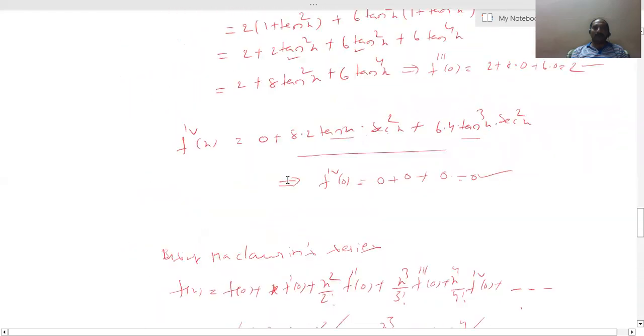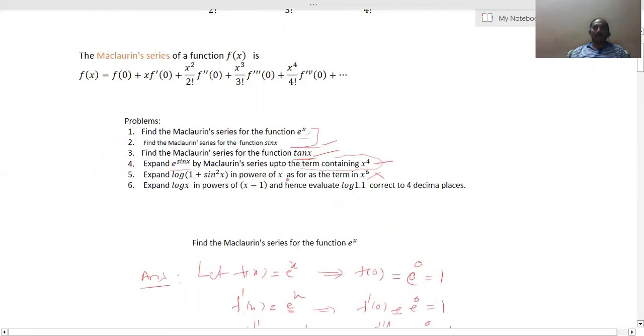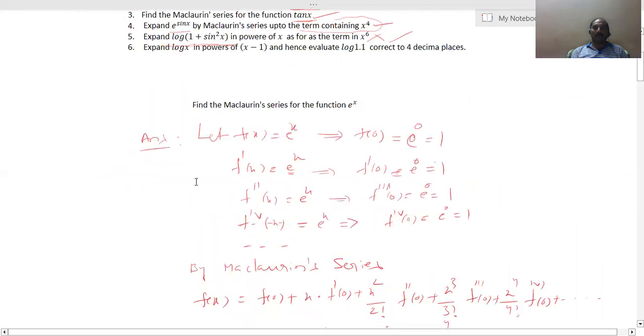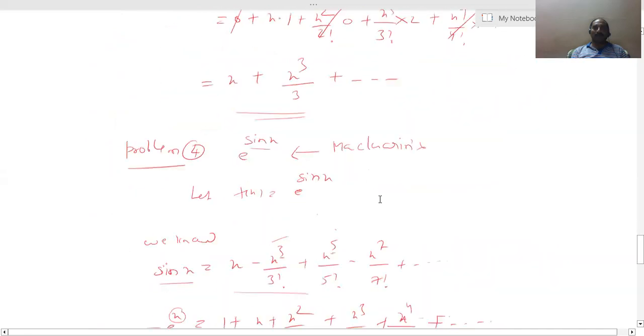Similarly, for the second problem, log of 1 plus sin square x, you can find yourself. I will give the brief idea. So you remember these values as a formula list. These are the problems, but these values are used in many places. That's why we remember these as formulas.